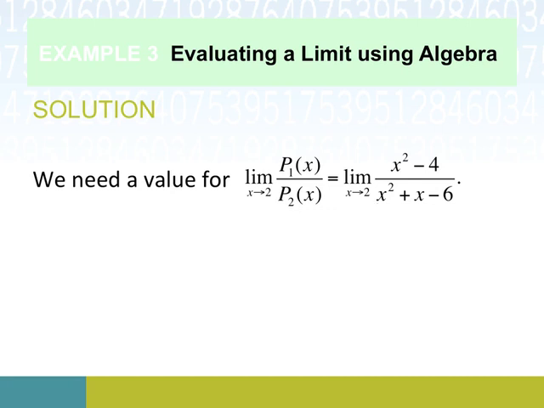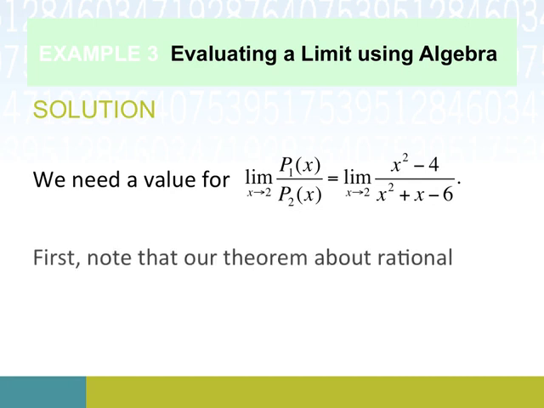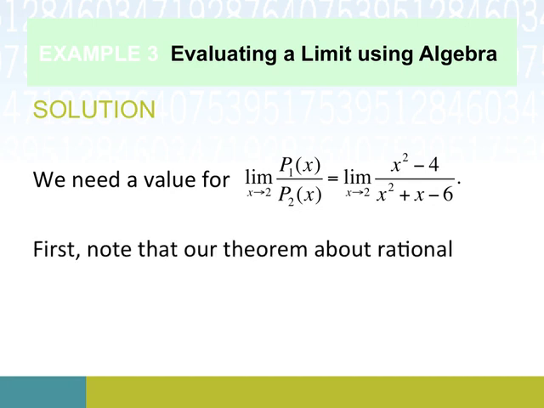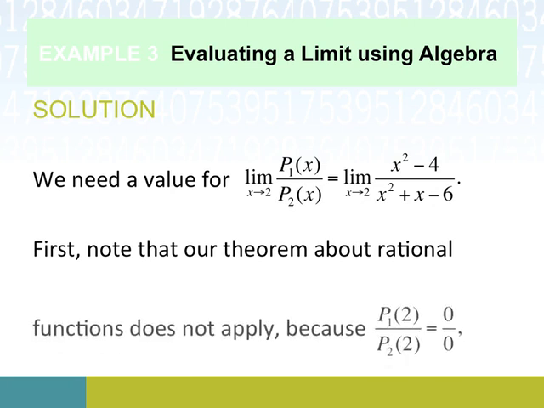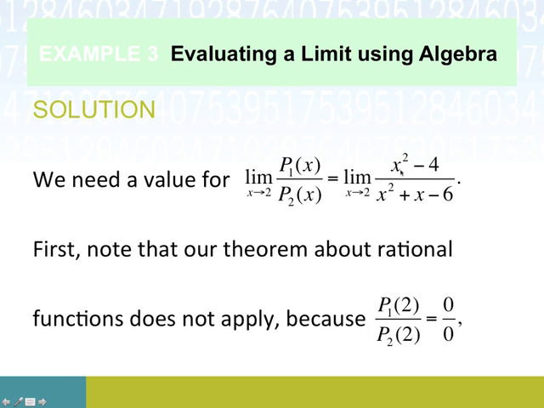What would be fantastic, and is a worthwhile thing to notice, is that if this theorem about rational functions could work for us, it would be a huge time saver. It would mean that we could just take 2 and dump it into the top and the bottom. And this is a rational function. It's got a polynomial on top and a polynomial on bottom. That's all a rational function is.